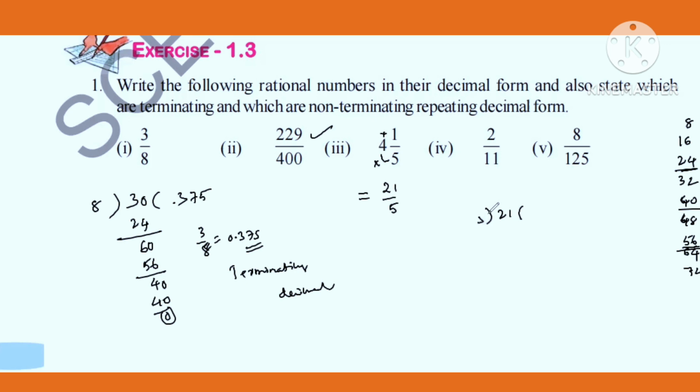21 by 5: 5 4s are 20, remainder 1, take 0, 5 2s are 10. So that is 4.2. 4.2 is what? A terminating decimal.